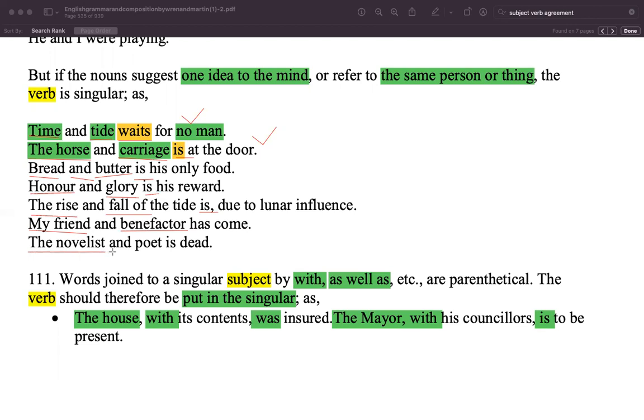The novelist and the poet is dead. So two positions, maybe he is a novelist and poet also, but referring to one person who is dead. You can't say that the novelist and the poet are dead, right? So in that case, the rule here states: if the nouns suggest one idea, maybe they are two, but referring to one idea or the same person or same thing, then it carries the verb which is singular in form. Am I clear so far?